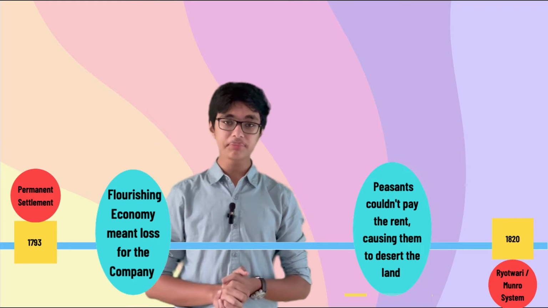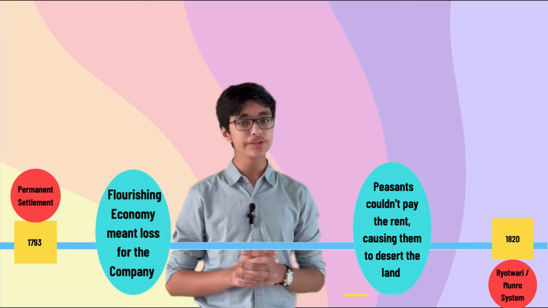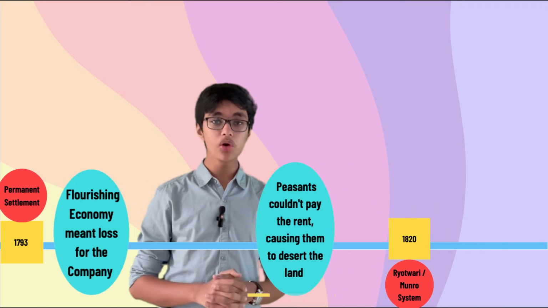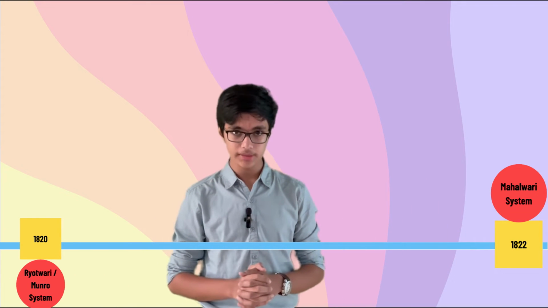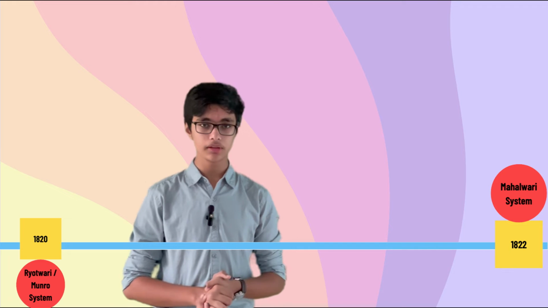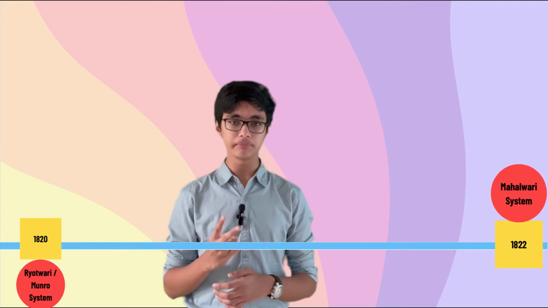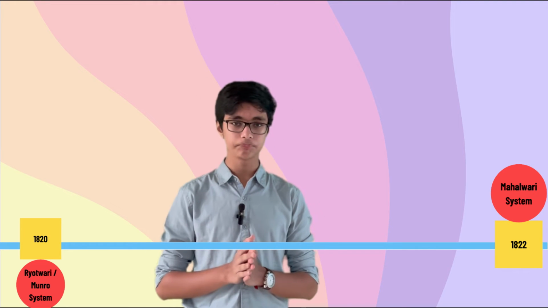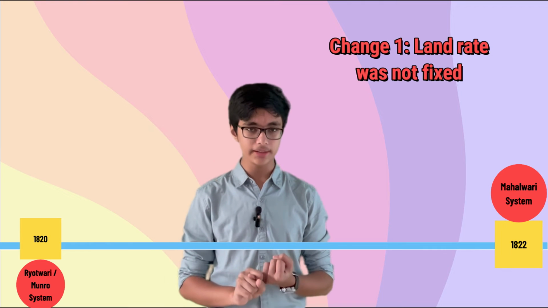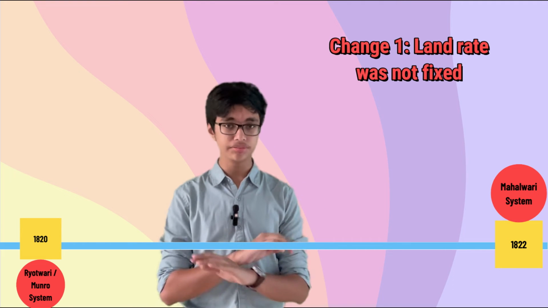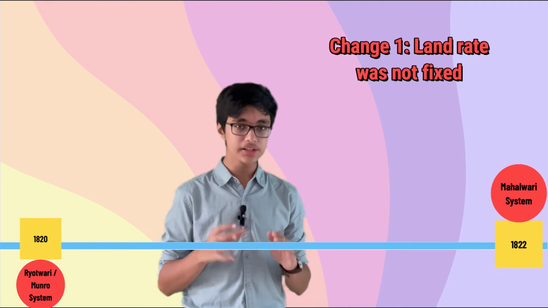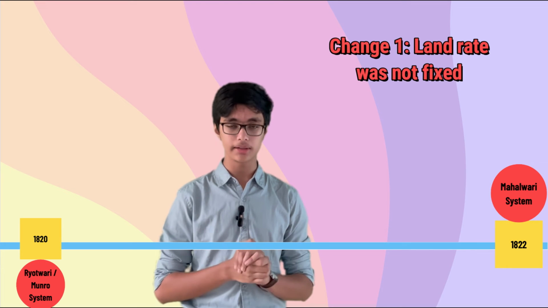So, all of these problems led to the introduction of a new system called the Munro or the Rayatwari system in southern India. So, there were two changes from the Permanent Settlement Act in this system. The first was that land rates and revenue would not be fixed. That is, they would change based on the trend of the market.